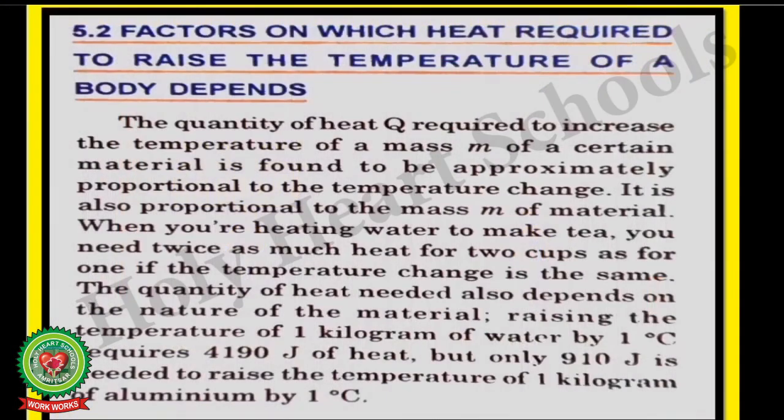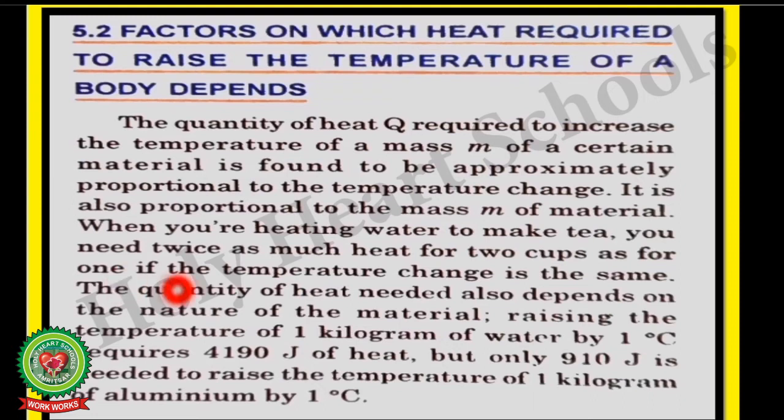Students, let's read from the book for better understanding. Factors on which heat required to raise the temperature of a body depends. The quantity of heat Q, students, capital Q is used to represent the quantity of heat required to increase the temperature of a mass m of a certain material, is found to be approximately proportional to the temperature change. It is also proportional to mass m of the material. When you are heating water to make tea, you need twice as much heat for 2 cups as for 1. It means the more the mass of the object, the more heat energy is required.